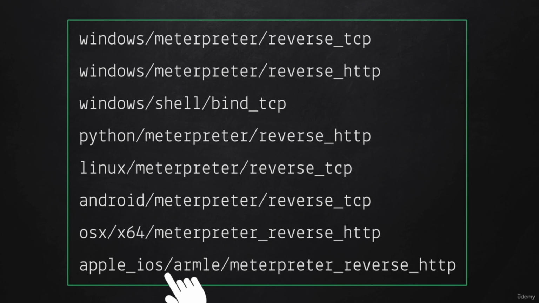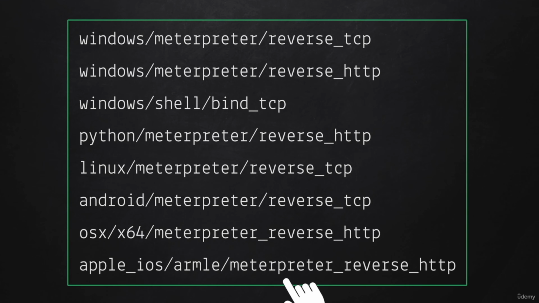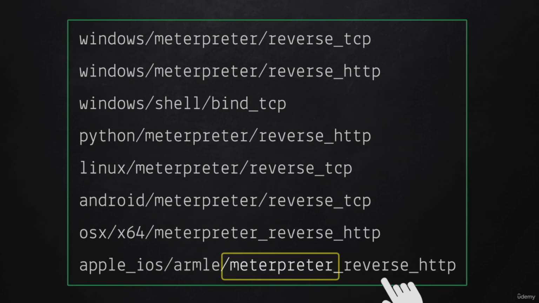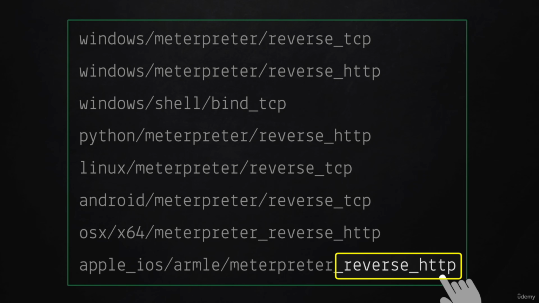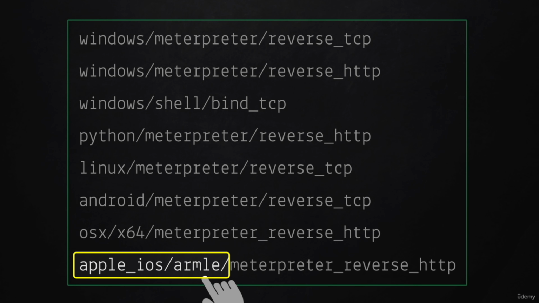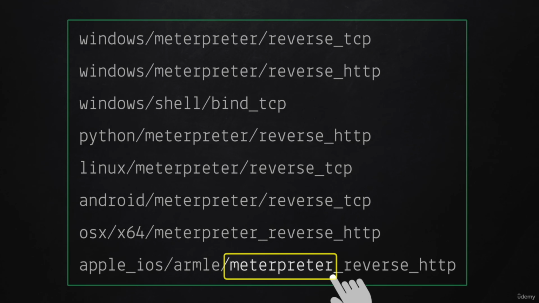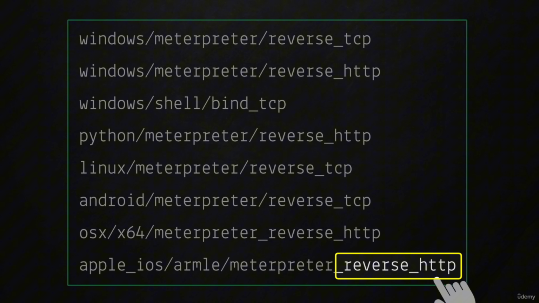Same with this Apple payload. So this is for Apple iOS and it's for ARM chips. So this one is for x64 chips, this one is for ARM chips. Again, the first two parts are referring to the platform, and then the next part is referring to the type, and the final part is referring to the communication. So sometimes the /s could be a little bit misleading, but the order is always the same. The first part of the payload indicates the platform, the second part indicates the type of the payload, and the last part is the communication method.